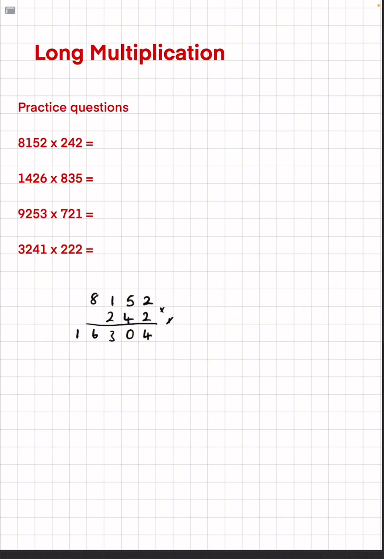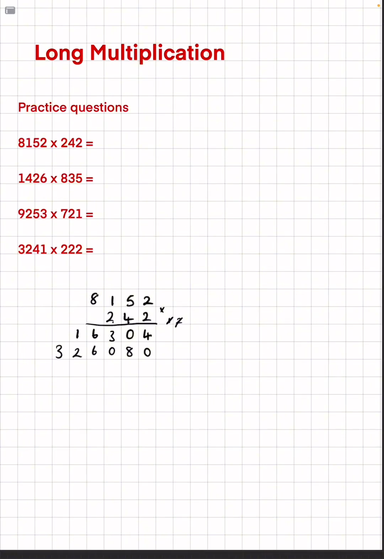Instead of doing 40 multiplied by 2, we're going to put the 0 here and do 4 times 2, which is 8. 4 times 5 is 20. We put the 0 down, carry the 2. 4 times 1 is 4. Add 2 is 6. 4 times 8 is 32.